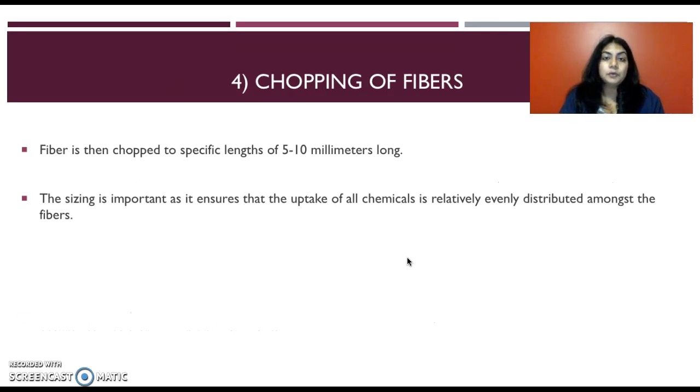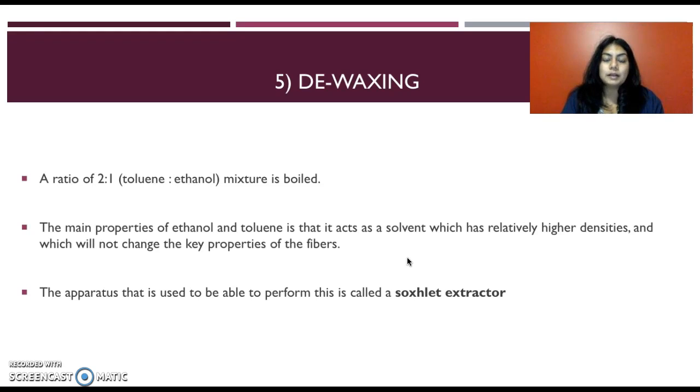Chopping of fibers is the fourth process. The fibers are chopped to specific lengths of 5 to 10 millimeters long. The sizing is important for the fibers as it ensures that the uptake of all chemicals is relatively evenly distributed amongst all fibers.